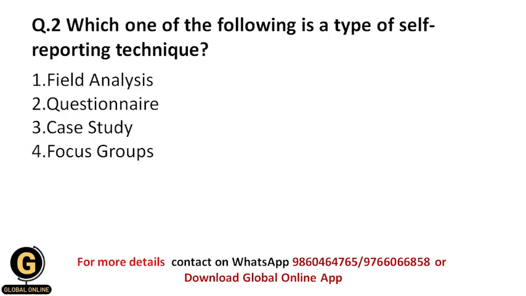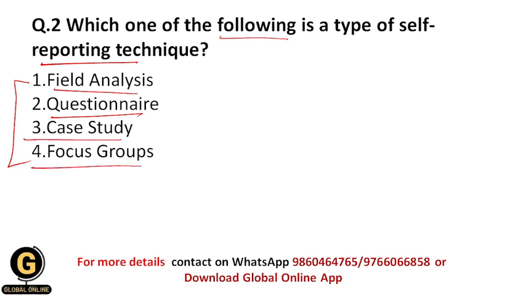Which one of the following is a type of self-reporting technique? From these options, which is the type of self-reporting technique? We have the options: field analysis, questionnaire, case study, focus groups. So let us see first of all what is a self-reporting technique. Self-reporting techniques of data collection use surveys, questionnaires, or polls, where respondents read a question and select a response by themselves without any interference from the investigator.